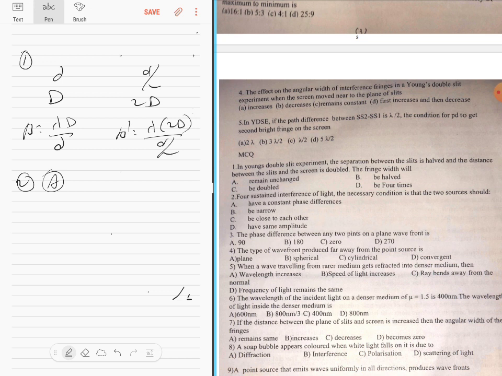The two sources should be very narrow. Otherwise, with the increase in the slit width, the coherence property will be lost. Hence, no interference pattern will be obtained. That's the reason you have to have a slit width which is very, very narrow, of the order of the incident wavelength. The two sources must lie as close as possible to each other. Otherwise, overlapping of the bright and dark points will hinder interference.